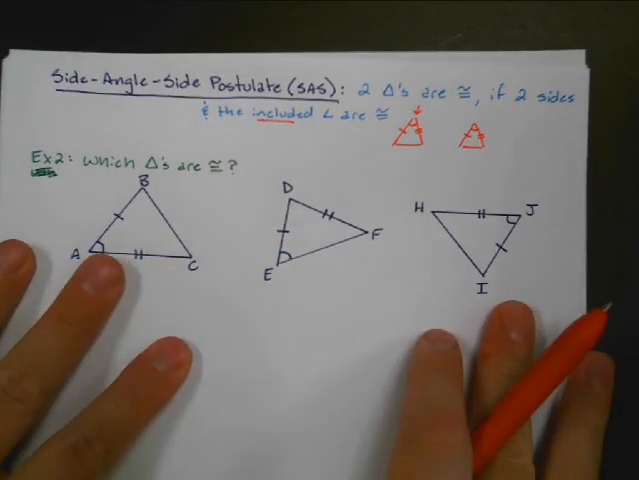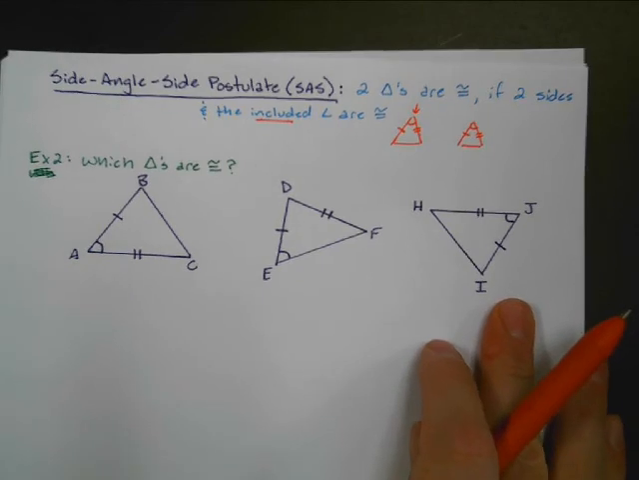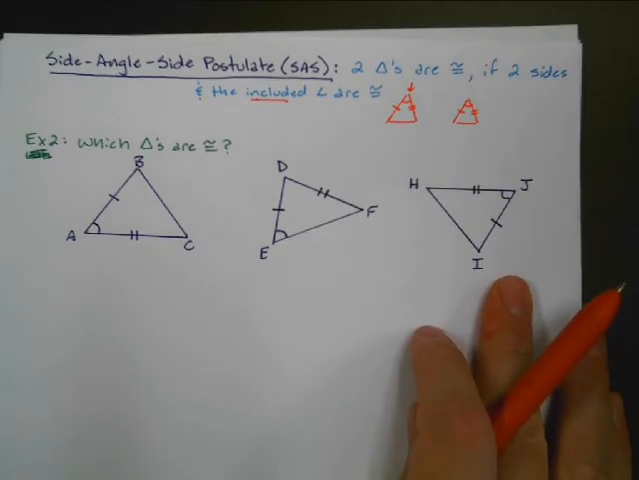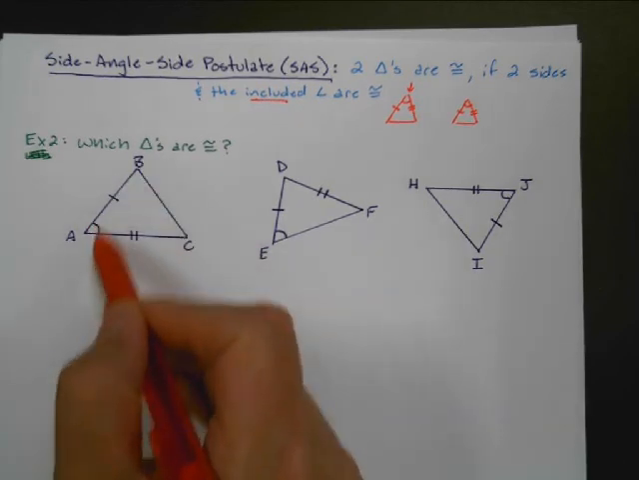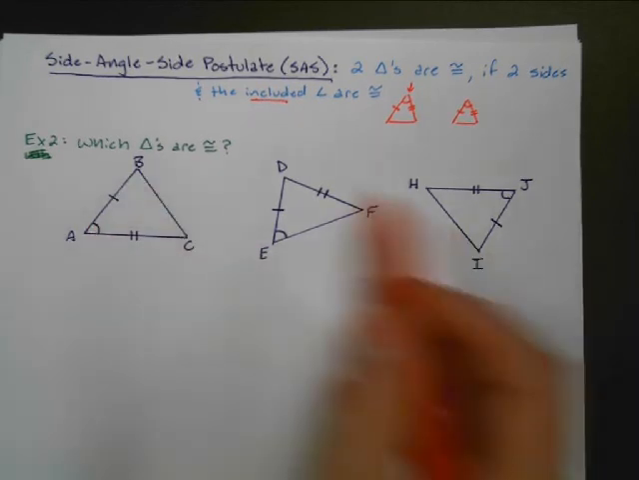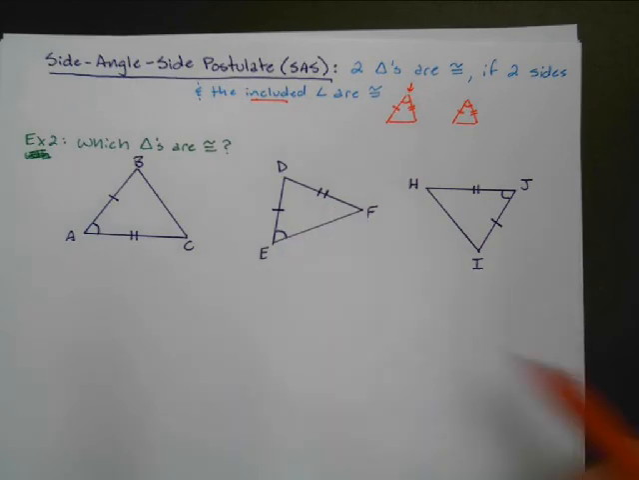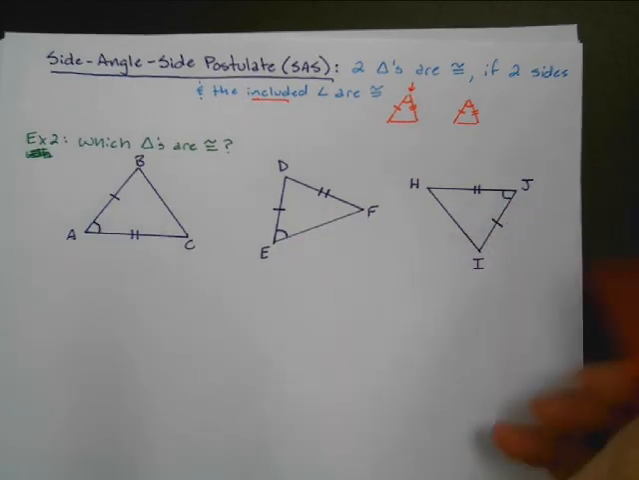All right, so next, which triangles are congruent? So there's three triangles here and only two of them are congruent. One of them should be left out. Now let's look at the first one. I've got a side, angle, side. I've got a side, an angle, and a side. I've got a side, angle, side. It looks like all of them have side, angle, side, but let's look closer.